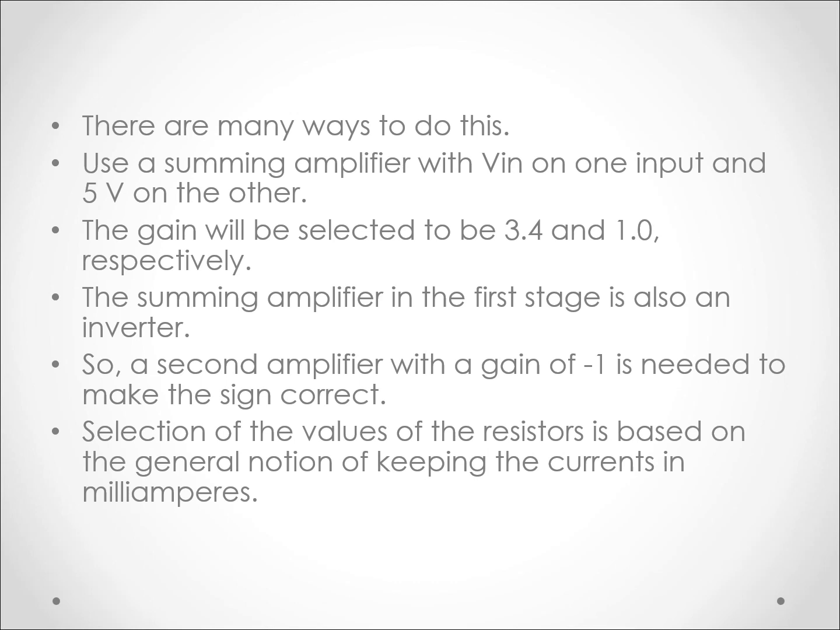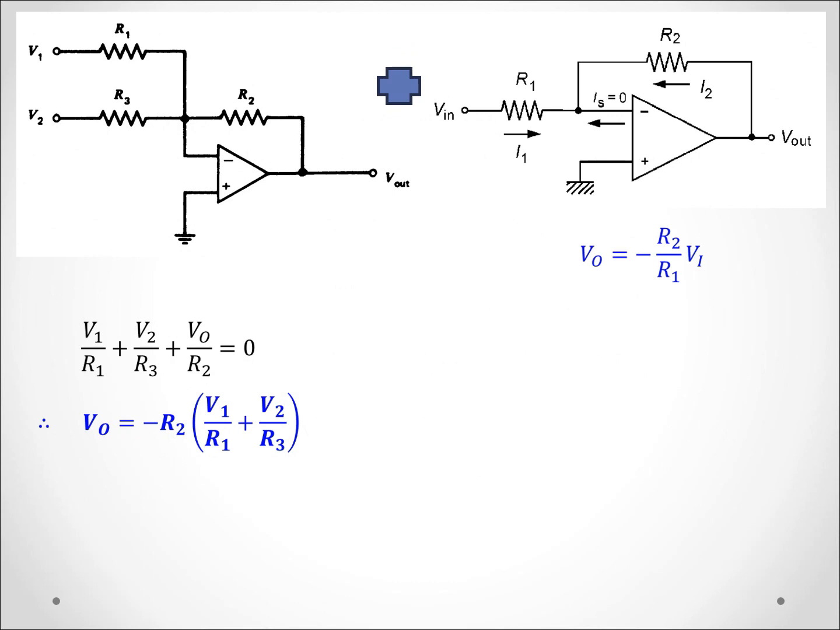So the basic idea is we will have two stages. It is actually a combination of a summing amplifier and an inverting amplifier. On the first stage, we will need to identify what is R1, R2, and R3. And on the second stage, we need to find out what is R1 and R2.